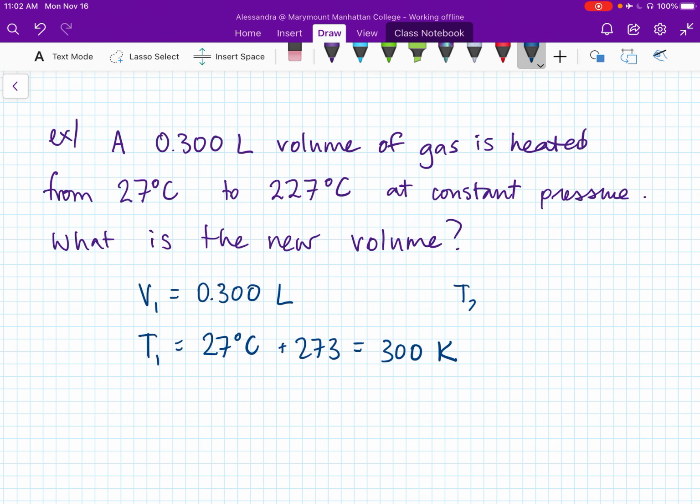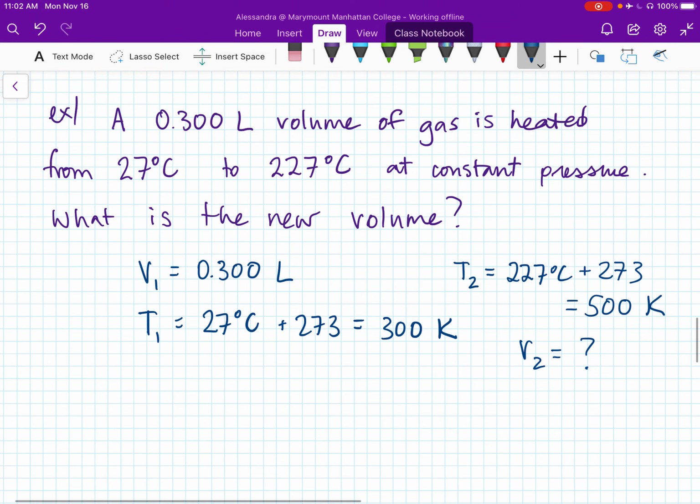Now, what else do I know? I know T2. T2 is 227 degrees Celsius. So once again, I need to add 273 to get the Kelvin temperature, 500 Kelvin. So we are looking for the volume at that temperature. So V2 is going to be what?